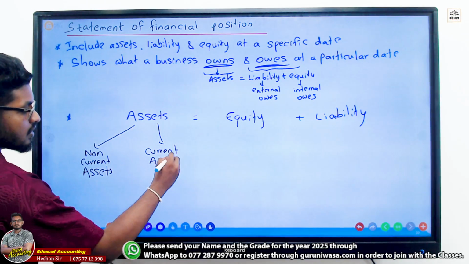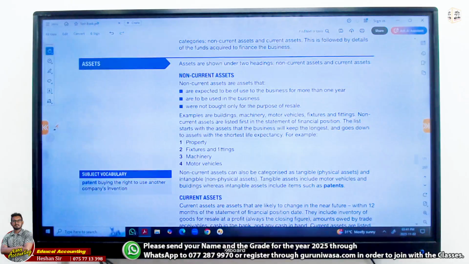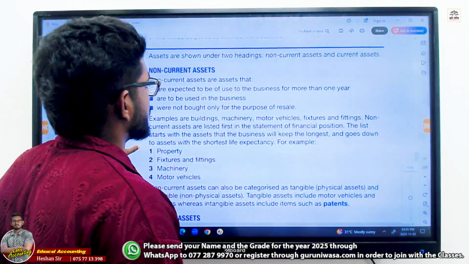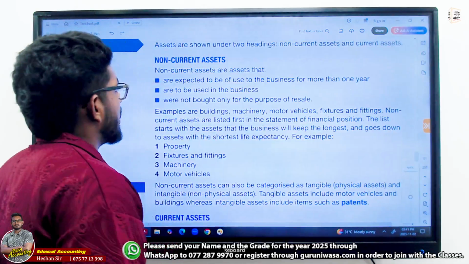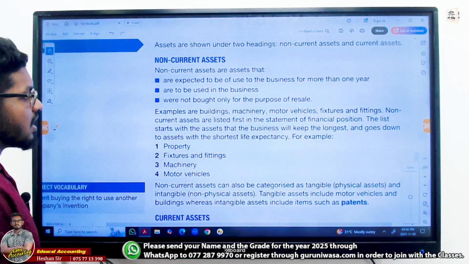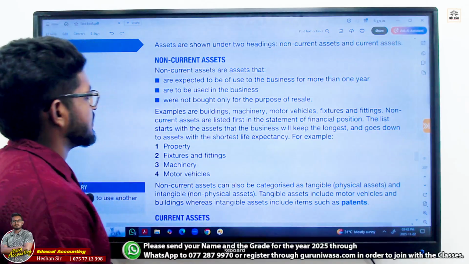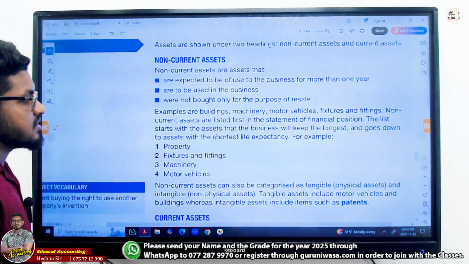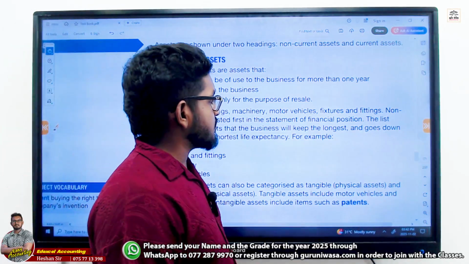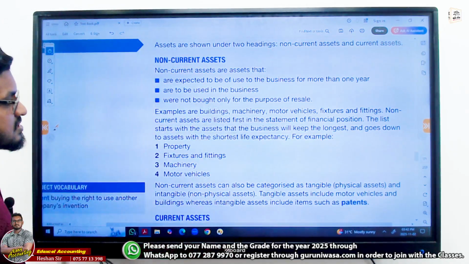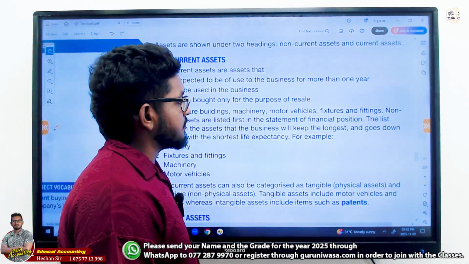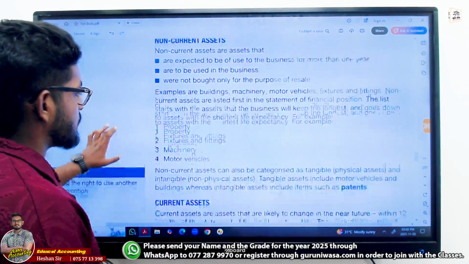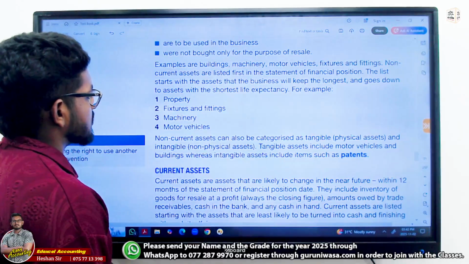So what is the term called non-current assets? Non-current assets means assets that are expected to be used in the business for more than 1 year. They are not bought only for the purpose of resale. Building, machinery, motor vehicle, fixtures and fittings, those are the things. Non-current assets are listed in the statement of financial position. The list starts with the assets that the business will keep the longest and goes down to the assets with shorter expected life. For example, property, fixtures and fittings, machinery, motor vehicle.